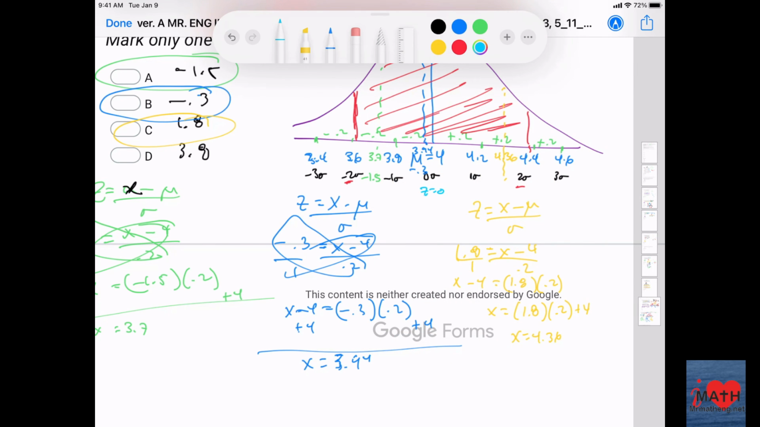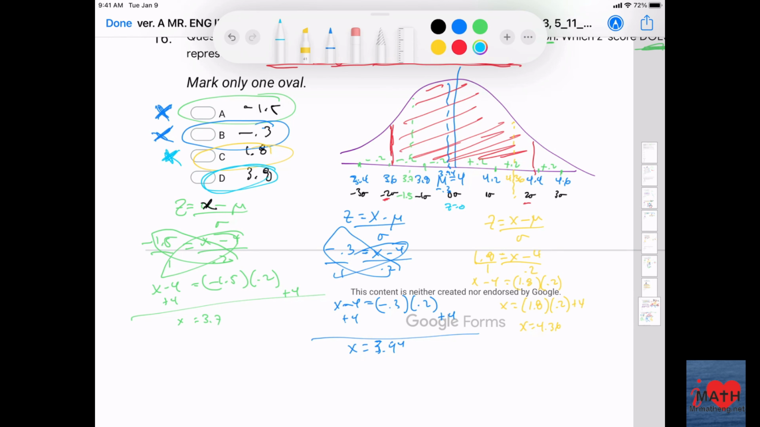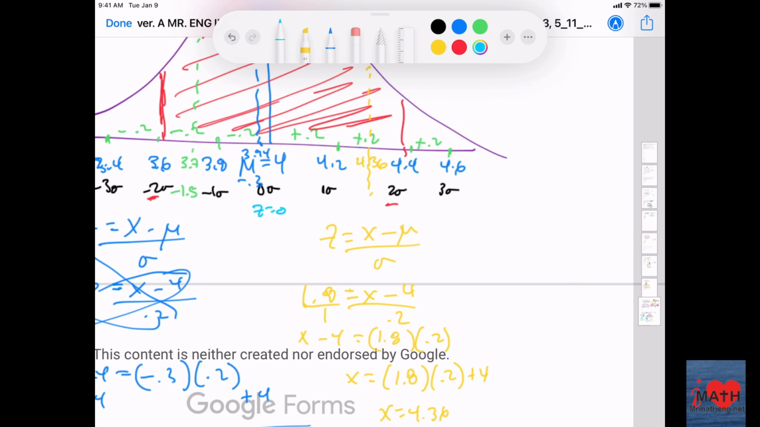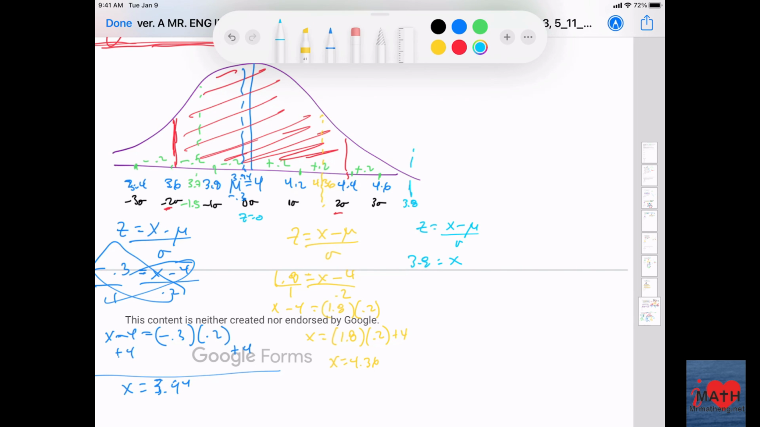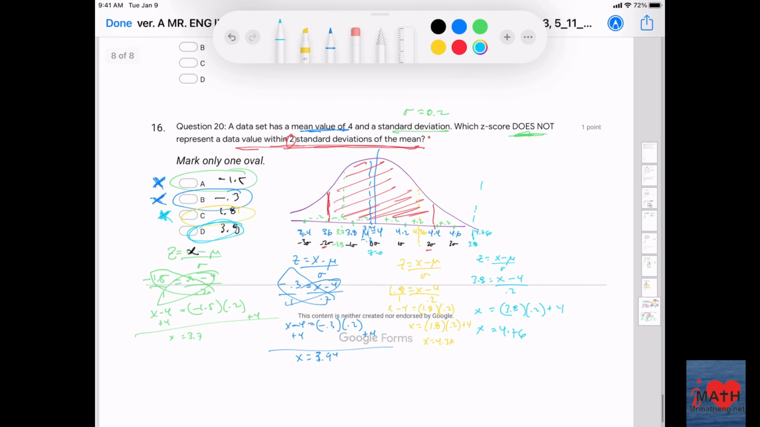Okay, where is 3.8? And again, the other one is in the red region, but I went outside the red region. Look at 3.8. Where is 3.8? 3.8 is going to be somewhere over here. Does this make sense? Outside the red region. Let me prove that to you. There's a formula, our z-score of 3.8, trying to solve for x. Mean is 4, standard deviation 0.2. So I have 3.8 times 0.2 plus 4, it gives me 4.76. And 4.76 is like way over here, and that's outside the red region. So our correct answer for number 2 is D. D is a z-score that does not represent a data value within 2 standard deviations.